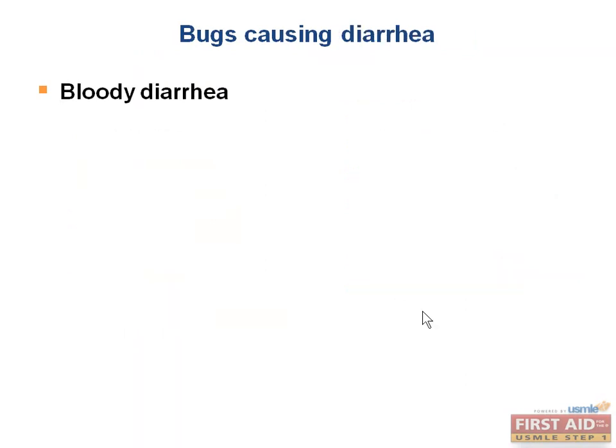Okay, now we'll talk about some bugs that can cause diarrhea. The first important distinguishing factor is whether the diarrhea is bloody or non-bloody. This is an important clue which you'll see in the question stem and can help you narrow down the organism on the boards. First, starting with the bloody diarrheas.